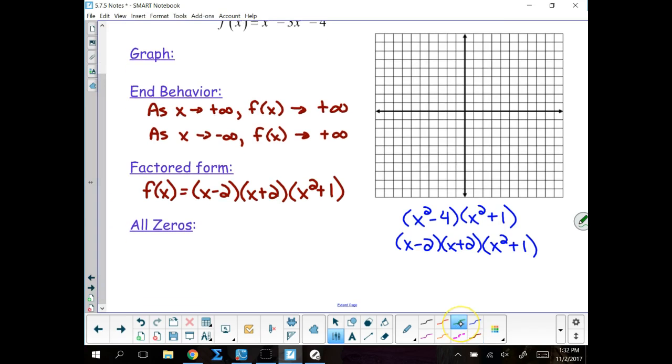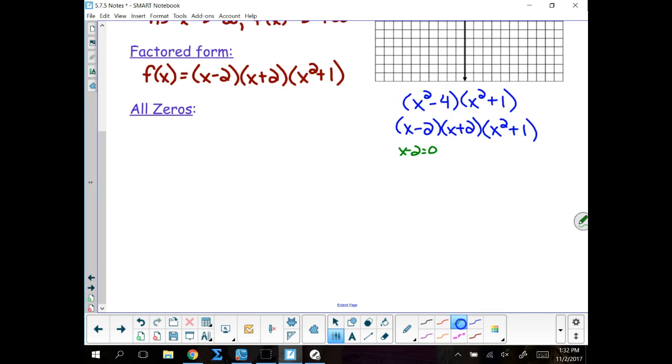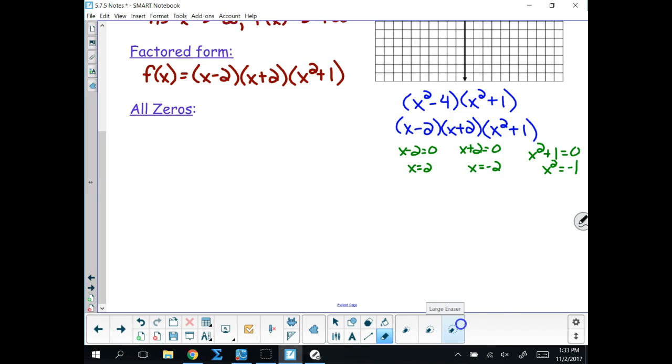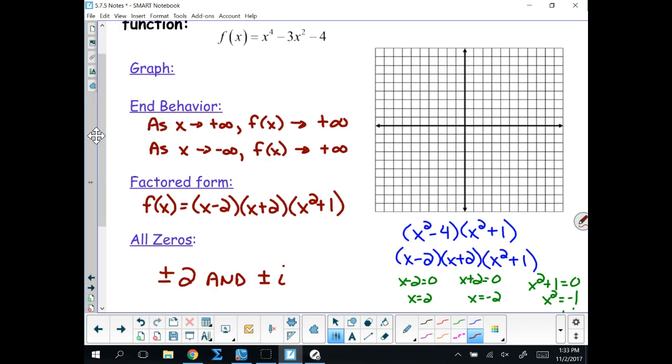This one gives me a 0 of 2. That one gives me a 0 of negative 2. This one gives me 2 zeros of plus and minus i. Okay? So the zeros here are positive and negative 2 and positive and negative i. So that tells me that my function goes through here. It goes through here. But it also has a y-intercept of negative 4. So this function is actually going to come down like this, go down, come back up, go back down, and then look like a W.